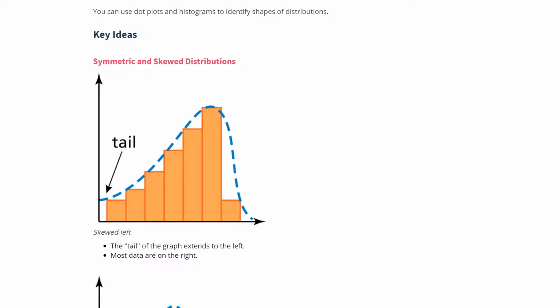Hey everyone, we are going to look at shapes of distributions. So basically we can break the shape of a distribution of a data set into three things. We could either say it is skewed left, skewed right, or symmetric. If we look at this first one, we can see most of our data here is over to the right, and the tail of this graph extends to the left. So we would say this is skewed left.